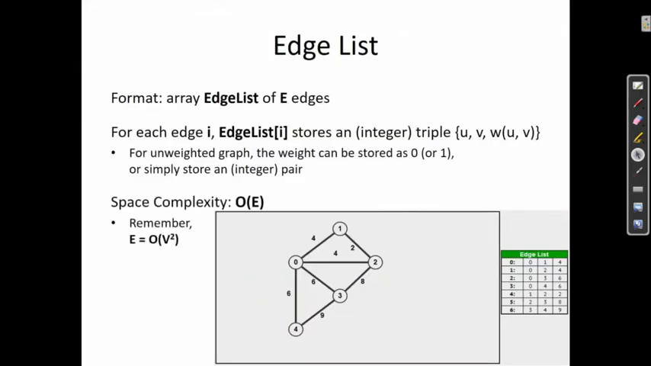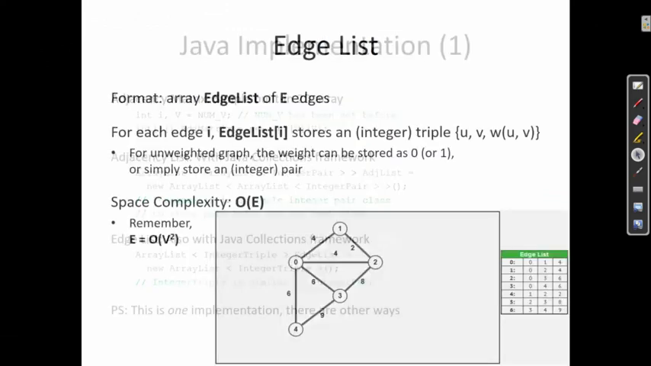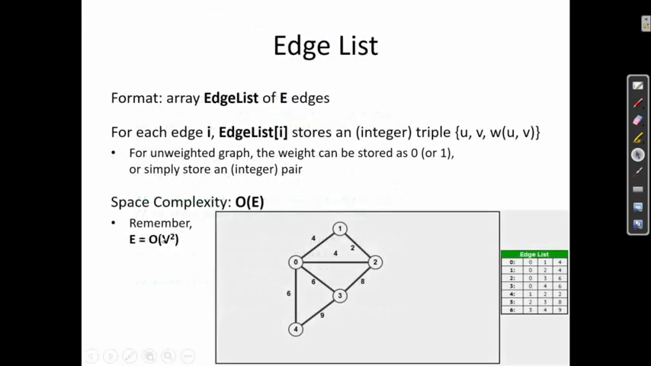So yeah, space complexity, big O of E. Just for you to remember, E can be V squared. So in the end, this can also still be big O of V squared.